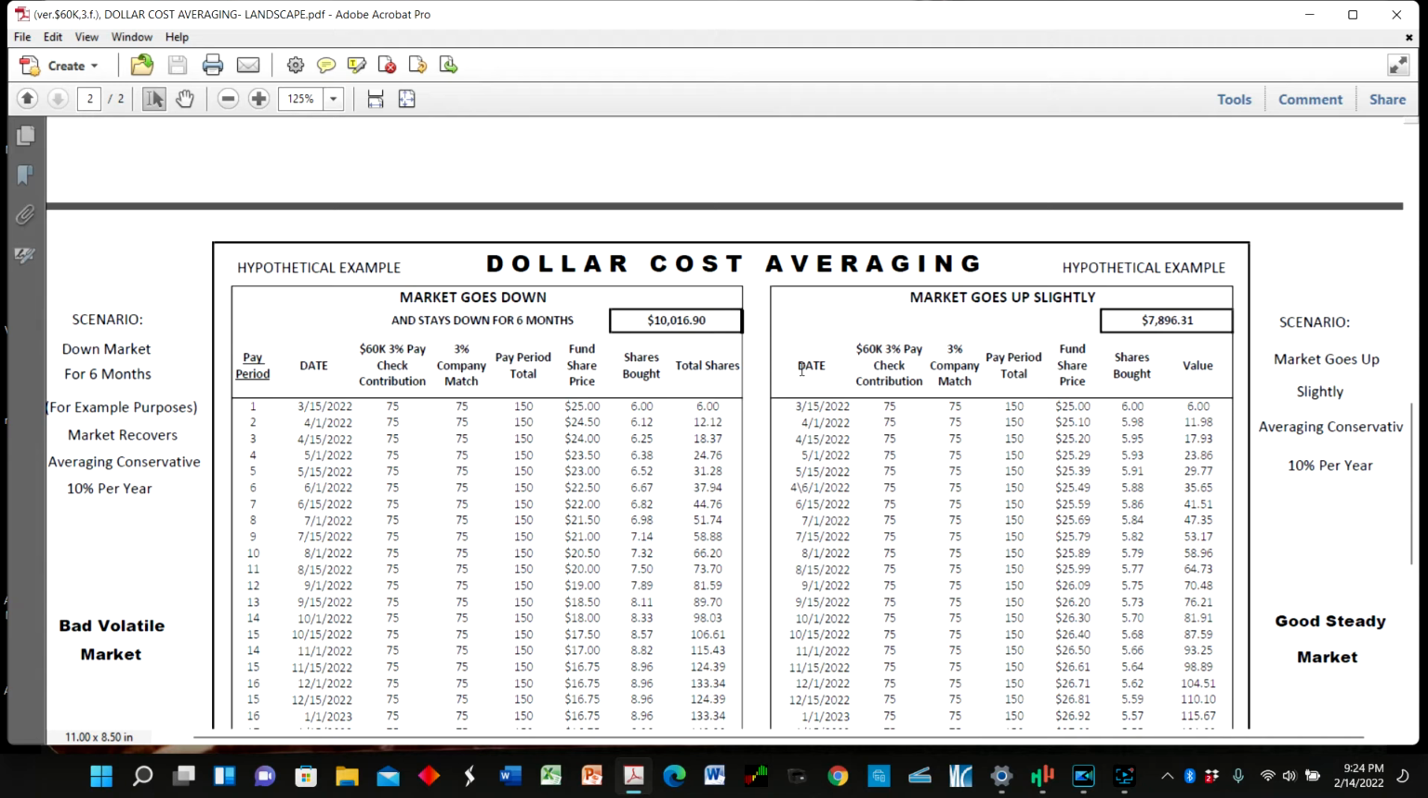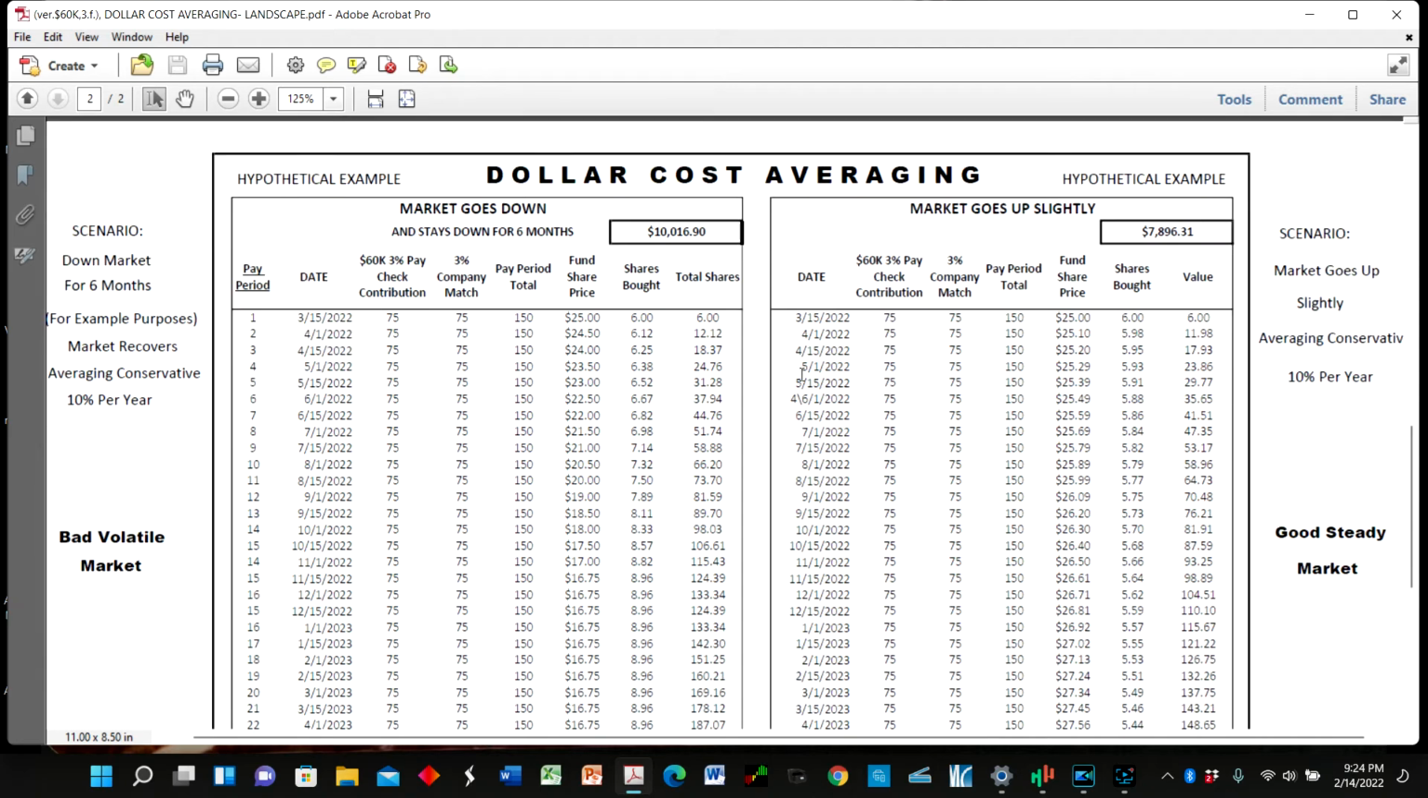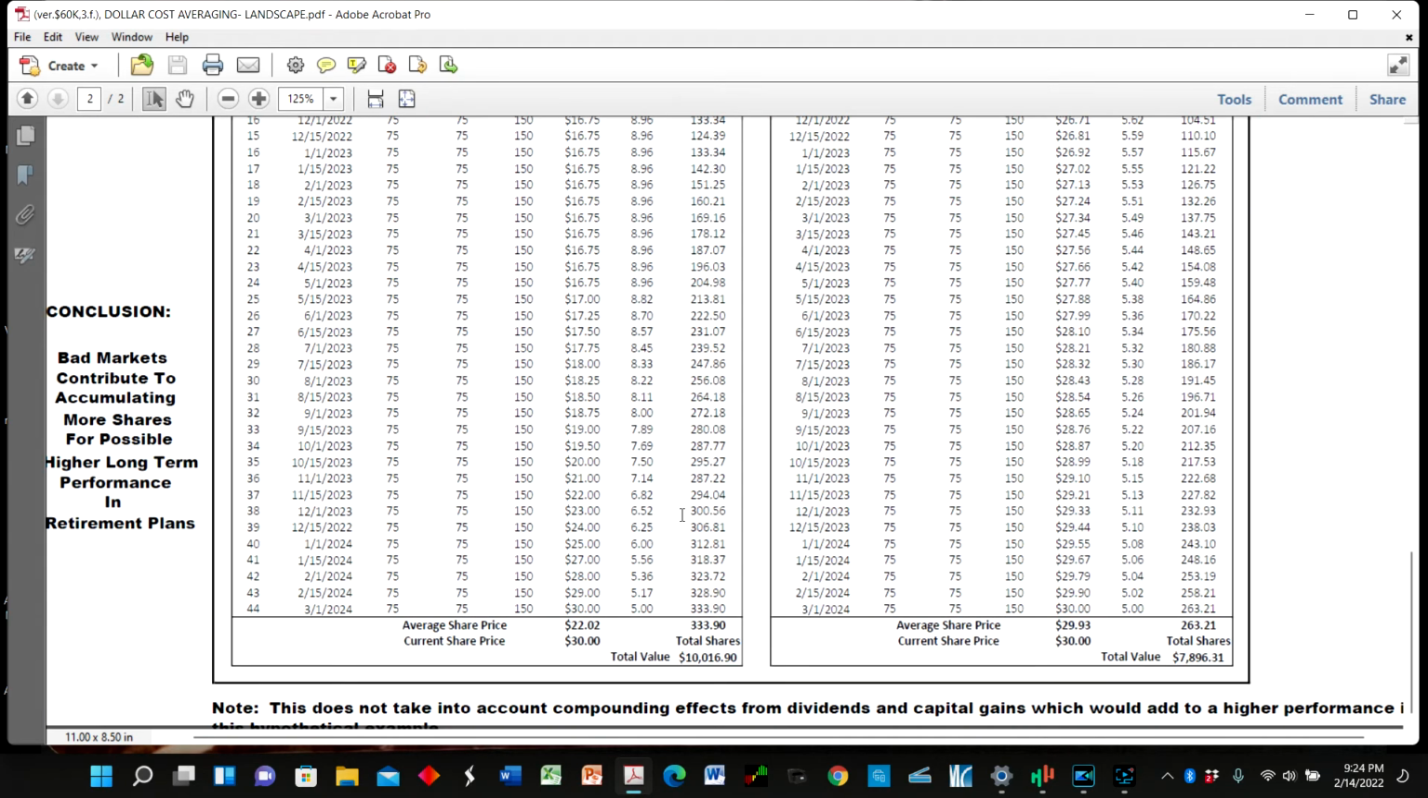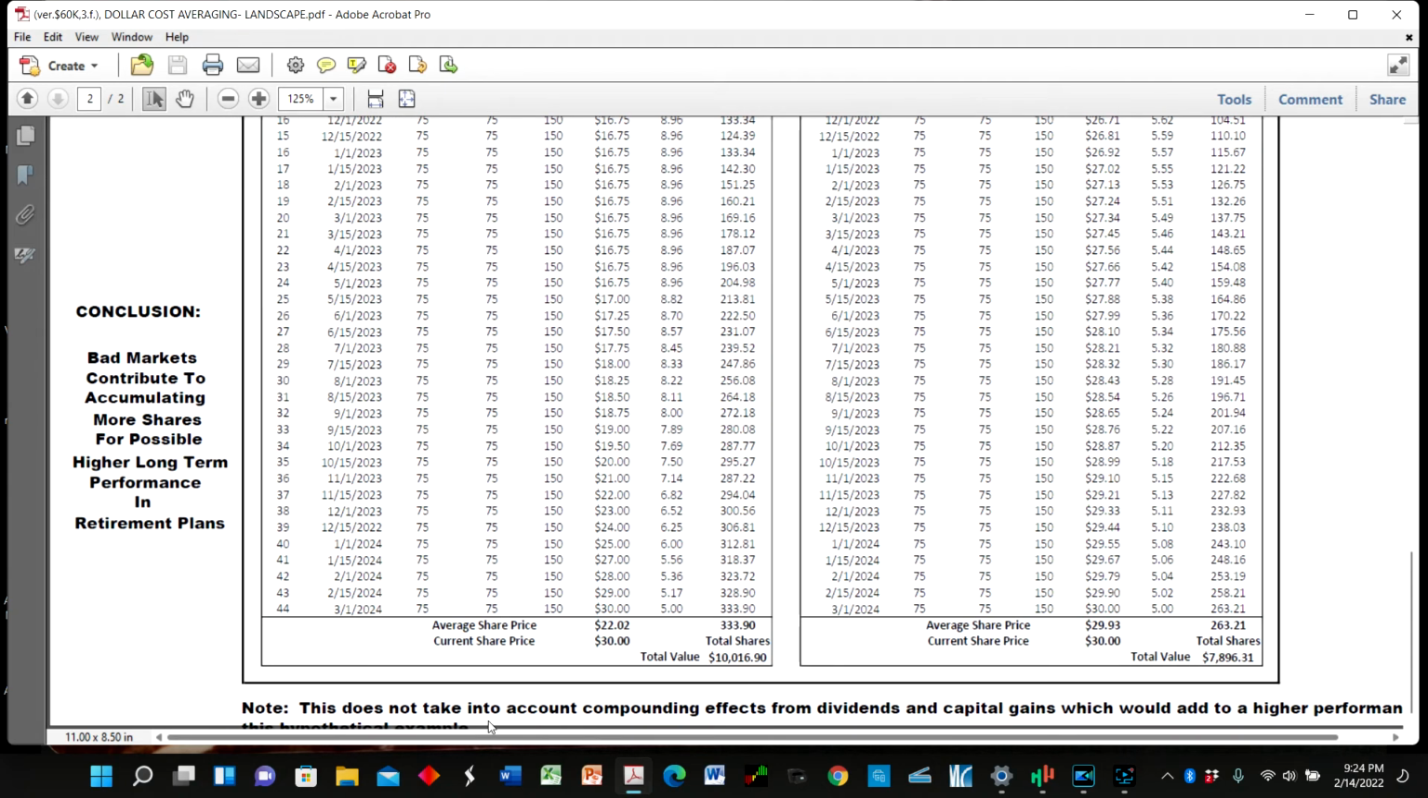But again, back to dollar cost averaging. It's a benefit to see, and now you can mathematically see the benefit if the market goes down.